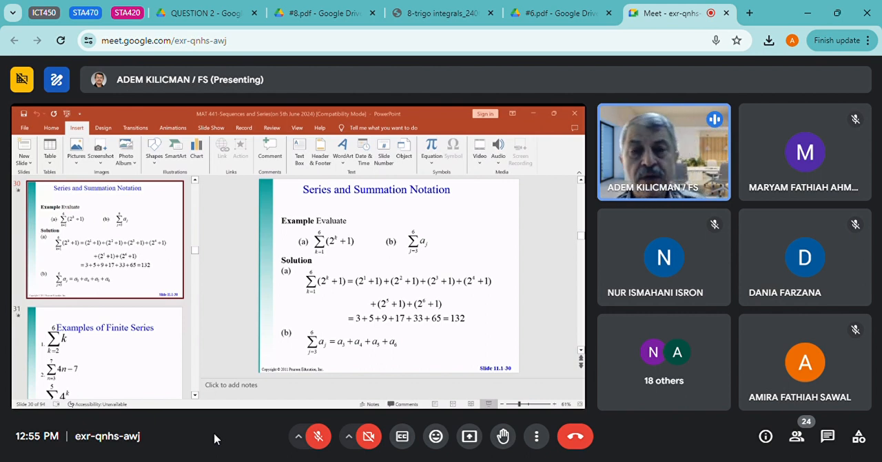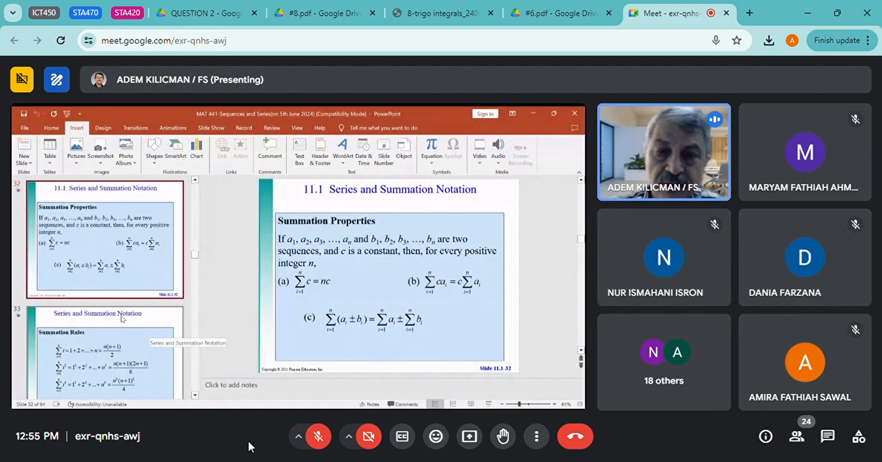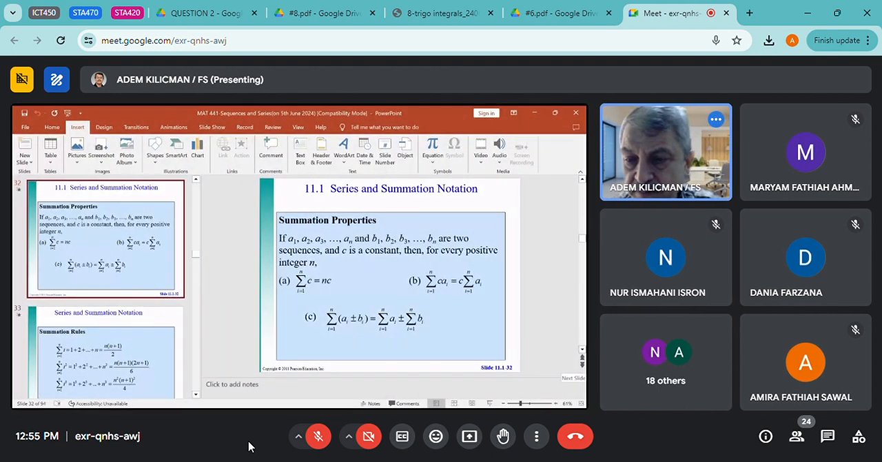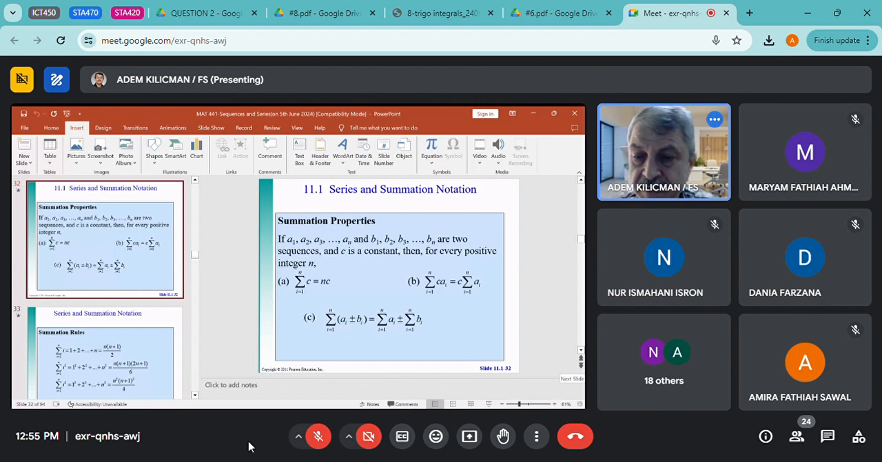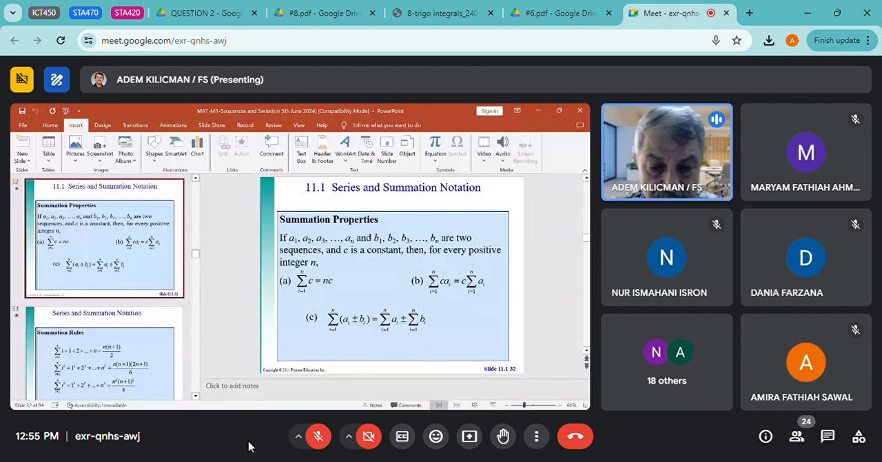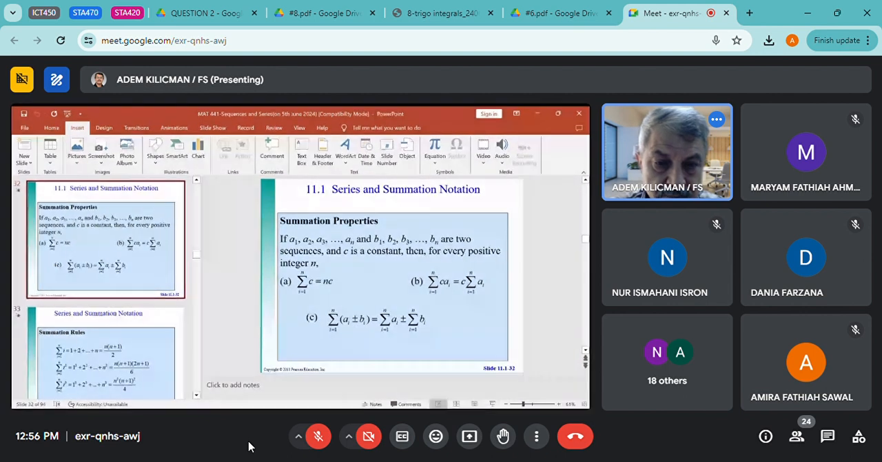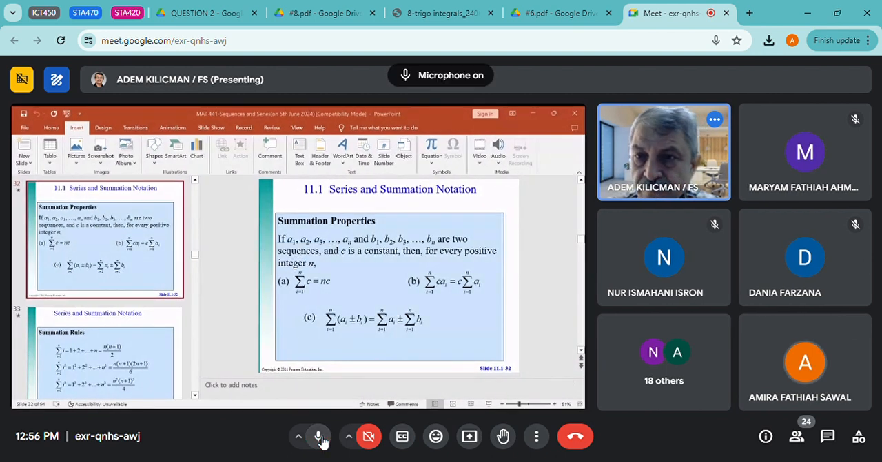Okay, then we have some summation properties, but I will give you maybe 5 minutes break, then we will come back. Okay, then I will continue with the operations of the summations or properties of the summations. Okay, now you can have the 5 minutes break. We will continue at basically 1 o'clock. Is that okay? Yeah, okay, no problem. I will come back in 5 minutes time.